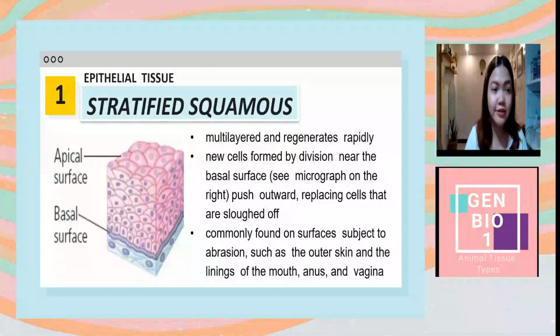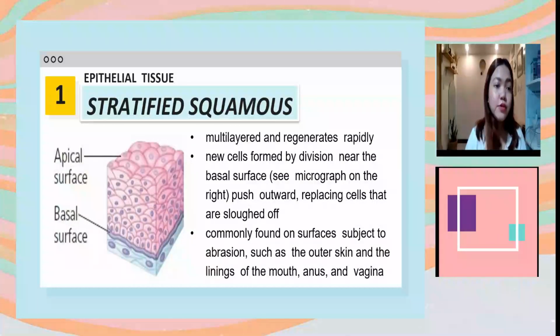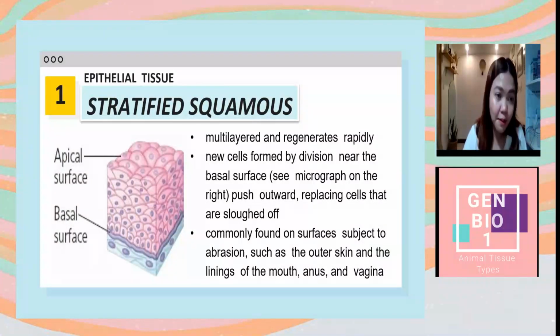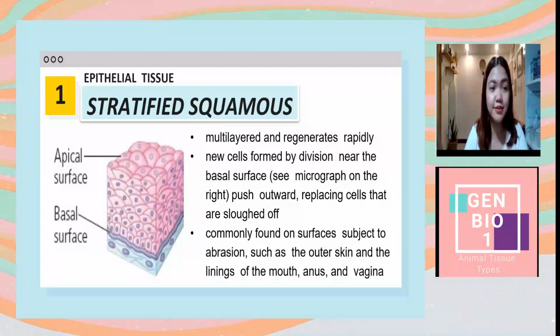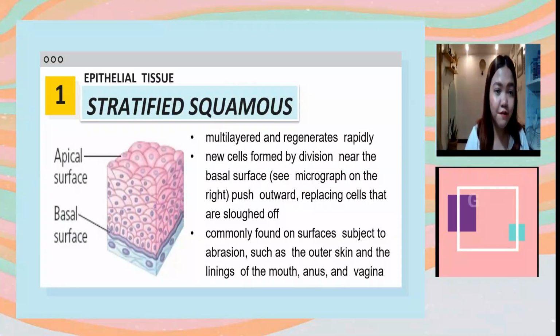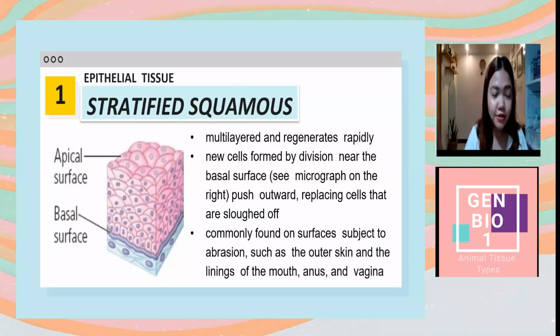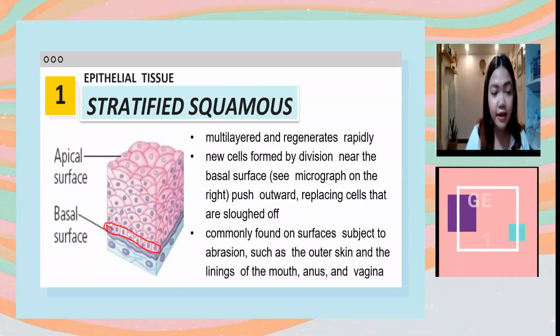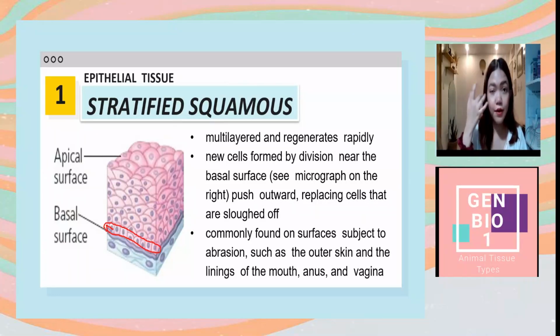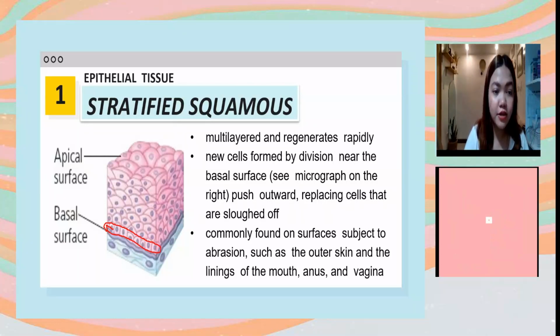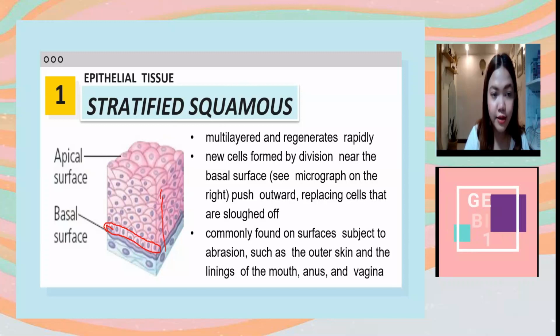Next is stratified. So stratified squamous are multi-layered and regenerate rapidly. So as you can see here, guys, tapos na tayo sa simple. Now we're going to your stratified. So this stratified squamous has this apical surface and basal surface. Here in the basal surface, it is where your cells are actively dividing. So what's the purpose of your cells dividing actively? It's because it replaces the old ones or the dead ones that is located at the apical surface.